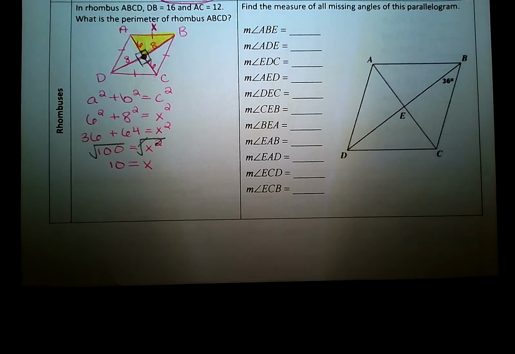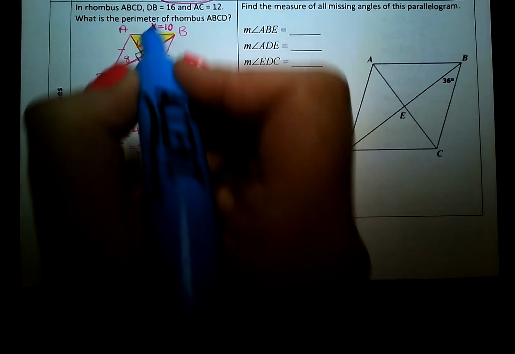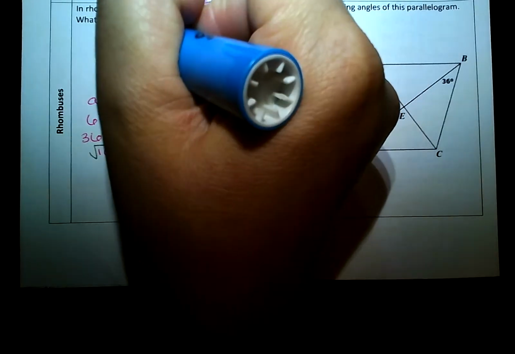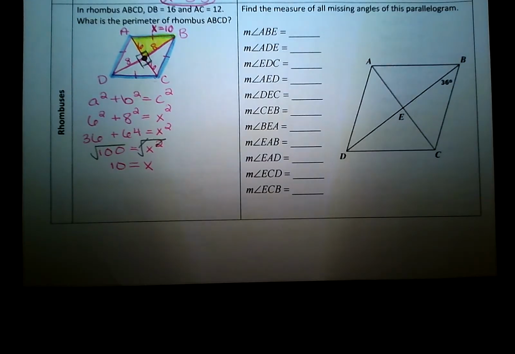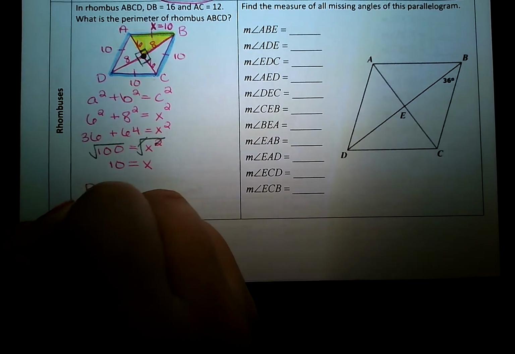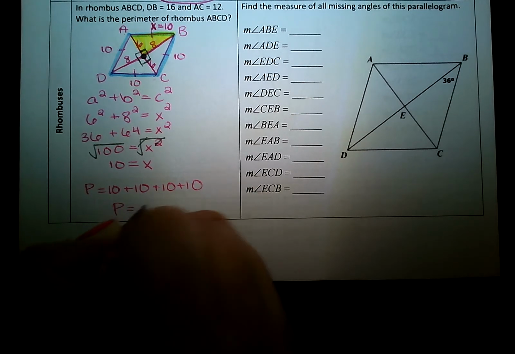So that means this outer piece from A to B is equal to 10. Well, don't forget that you're working on a rhombus, which means all four sides are congruent to each other. So while AB is equal to 10, so are the other three sides of the rhombus. Each side is equal to 10. And if we're finding the perimeter of this rhombus, and now we know that each side is equal to 10, the perimeter is going to be 10 plus 10 plus 10 plus 10, which is 40.